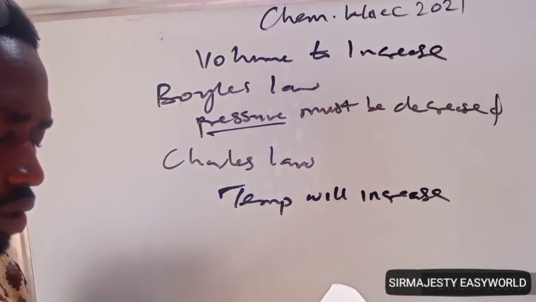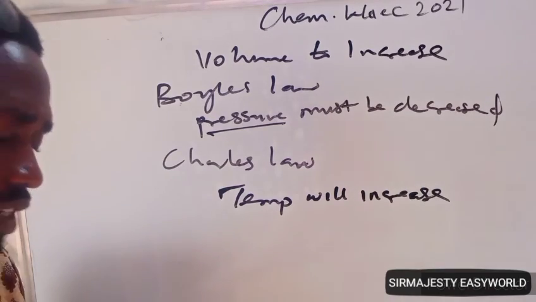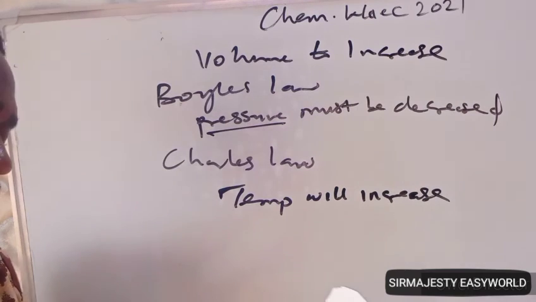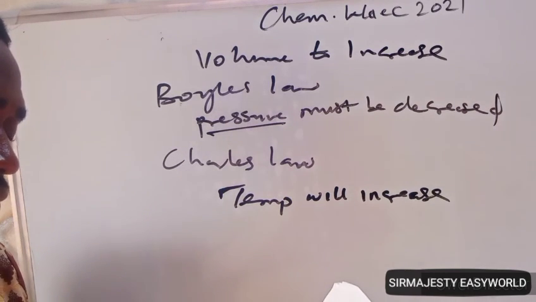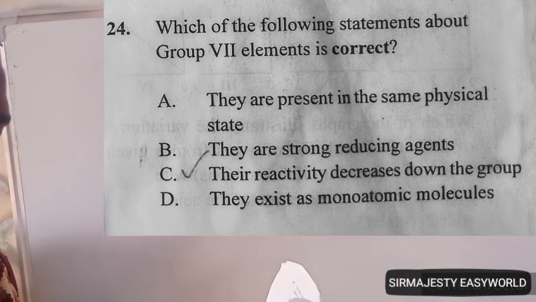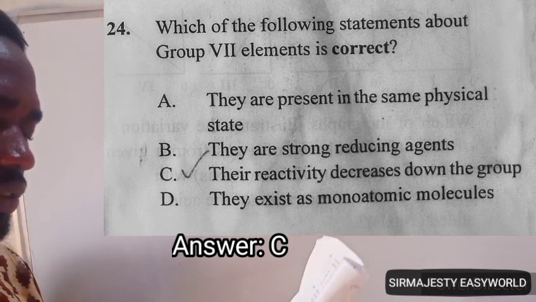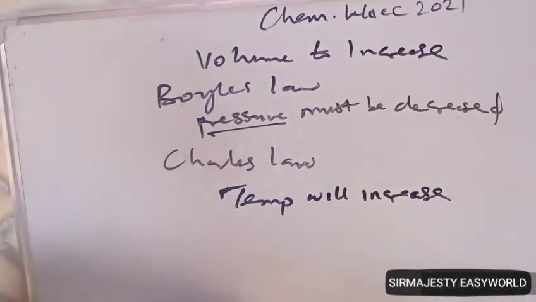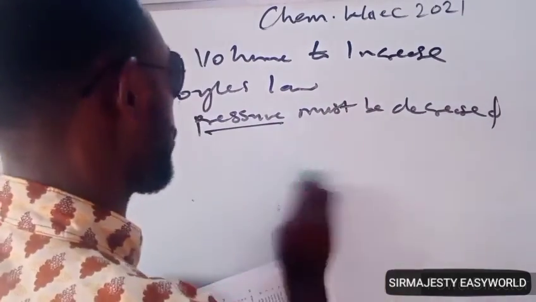B says they are strong reducing agents. Never. They are never strong reducing agents. Rather, they are the most powerful oxidizing agents we have. Fluorine is the most electronegative and therefore is also likely to be the most powerful oxidizing agent. So C says their reactivity decreases down the group. Of course, the reactivity of the halogens decreases down the group.